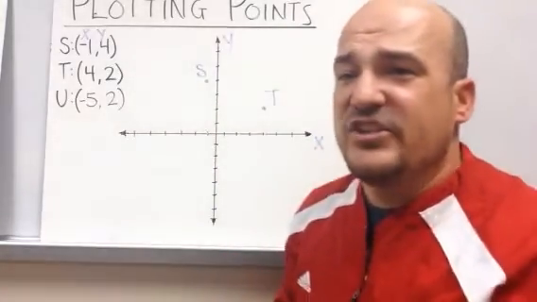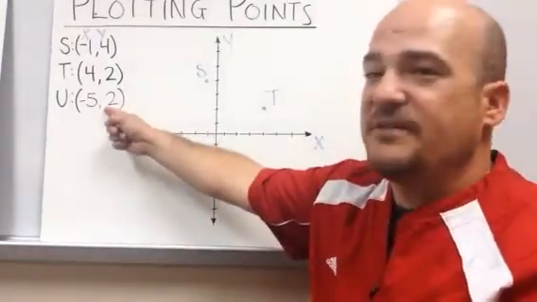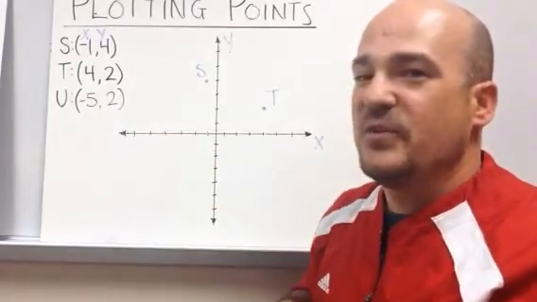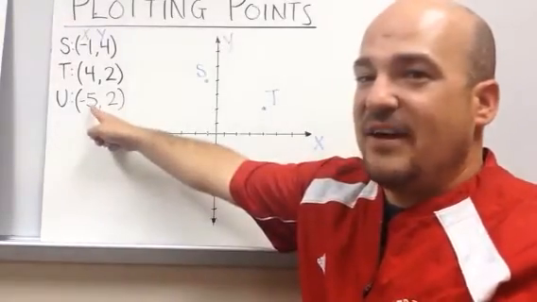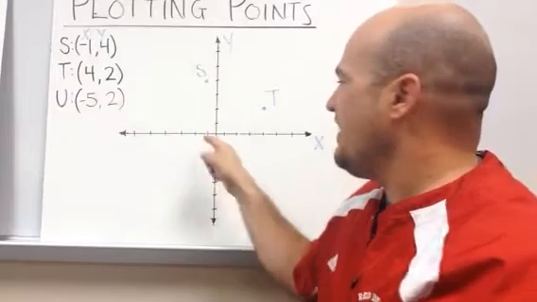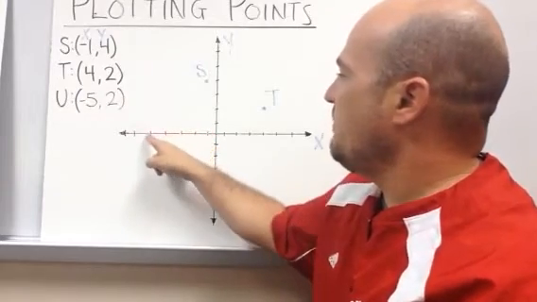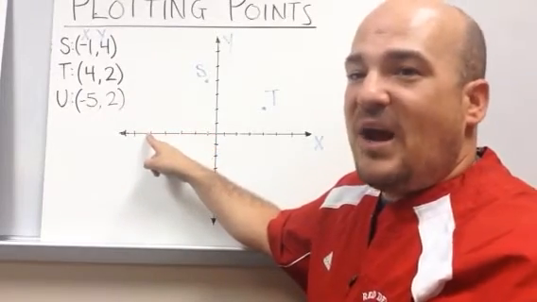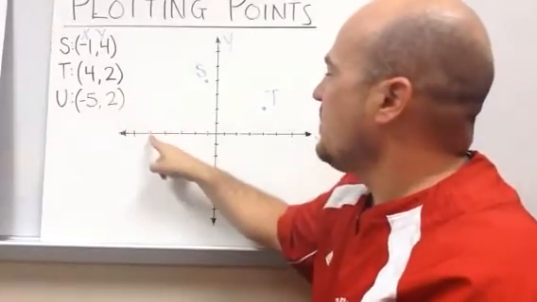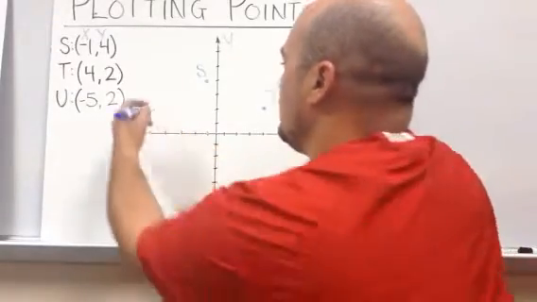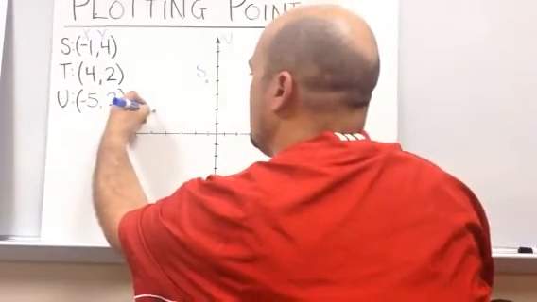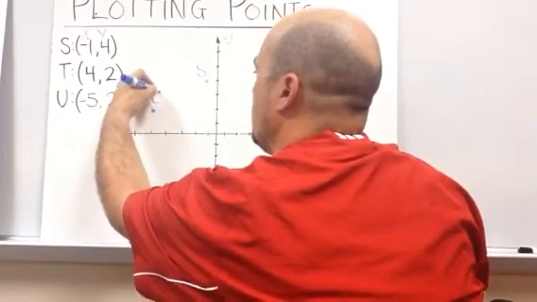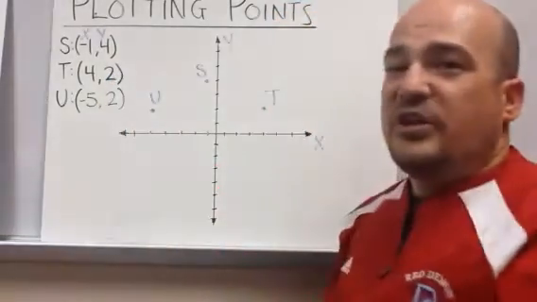And then finally there's U. My coordinates for U are -5, 2. My x is -5. Negative means to the left. 1, 2, 3, 4, 5. And my y is 2, so I have to go up 2. 1, 2. And that's where U is.